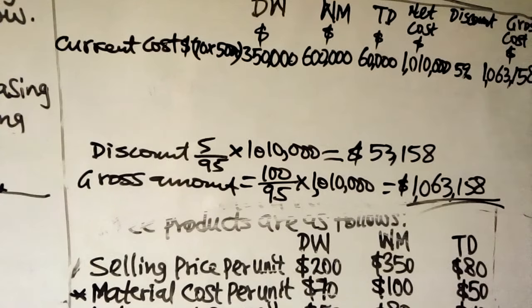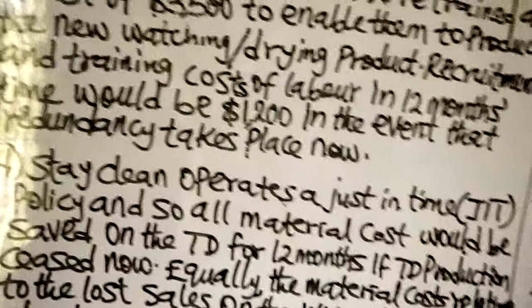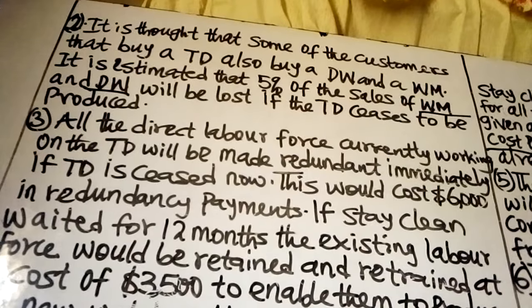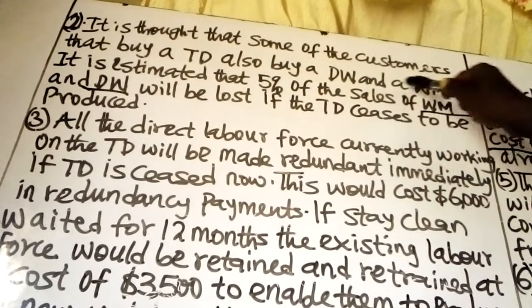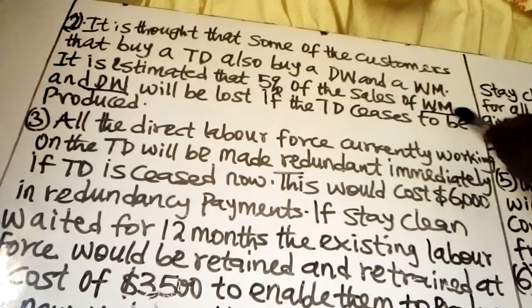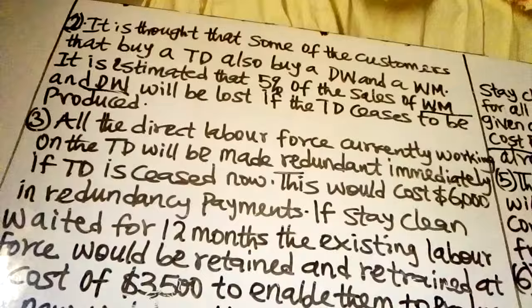Then, since you want to stop TD, you were told, remember, you want to stop TD. It is thought that some of the customers that buy TD also buy DW and WM. It is estimated that 5% of the sales of WM and DW will be lost if TD ceases to be produced.